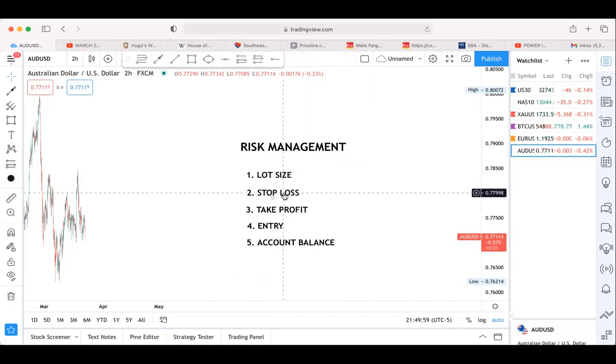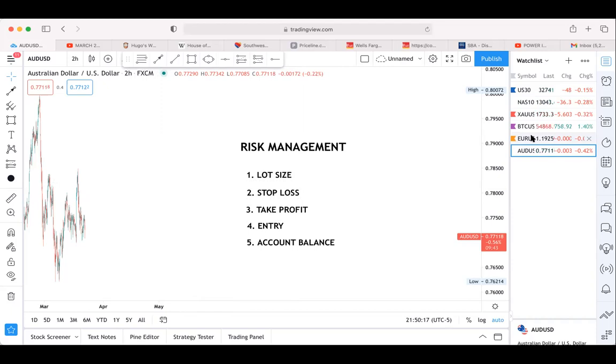Now, your stop loss. What is your stop loss? You want to trade with a stop loss. Don't ever take a trade without a stop loss, because a stop loss is a place where you want the market to take you out and protect your account just in case it doesn't go your direction.